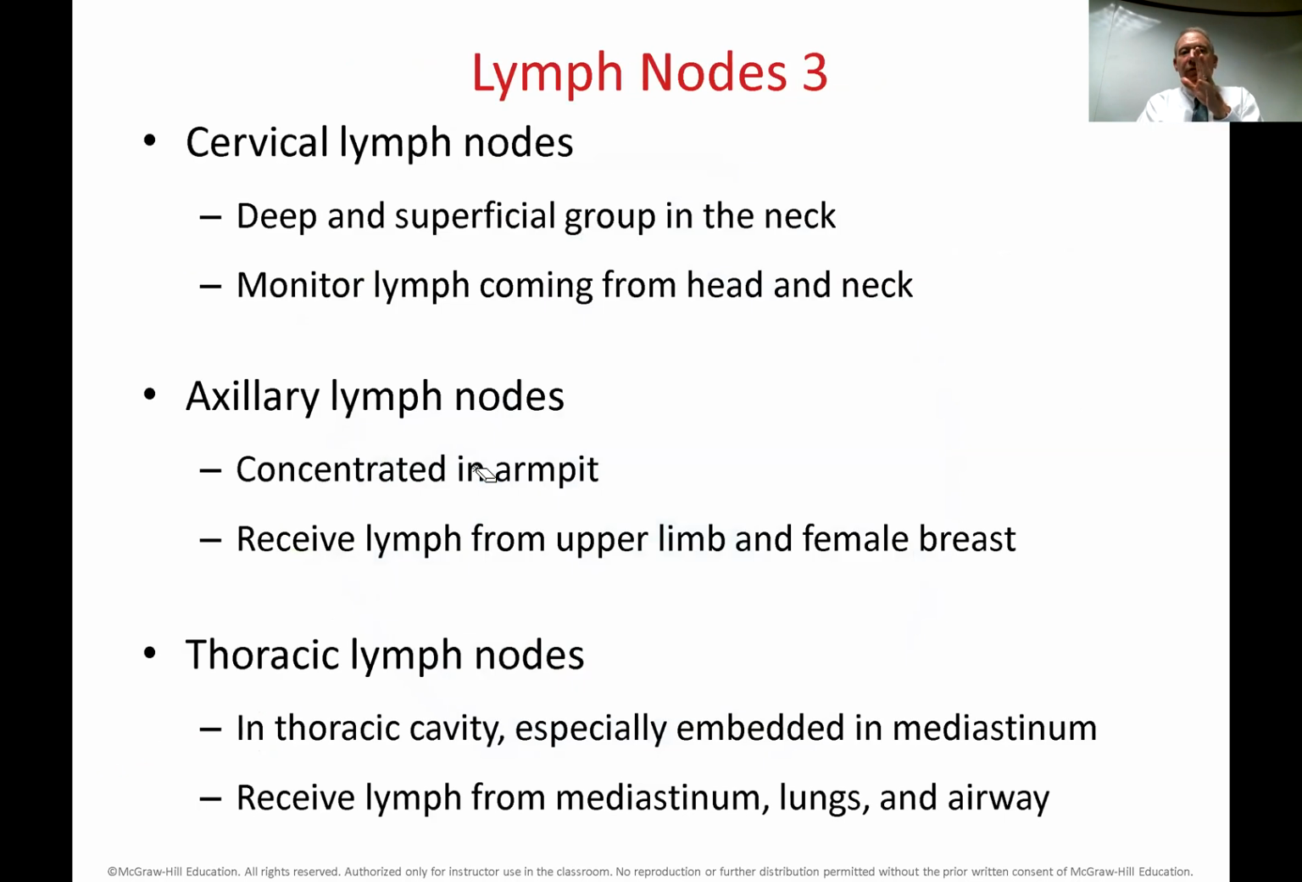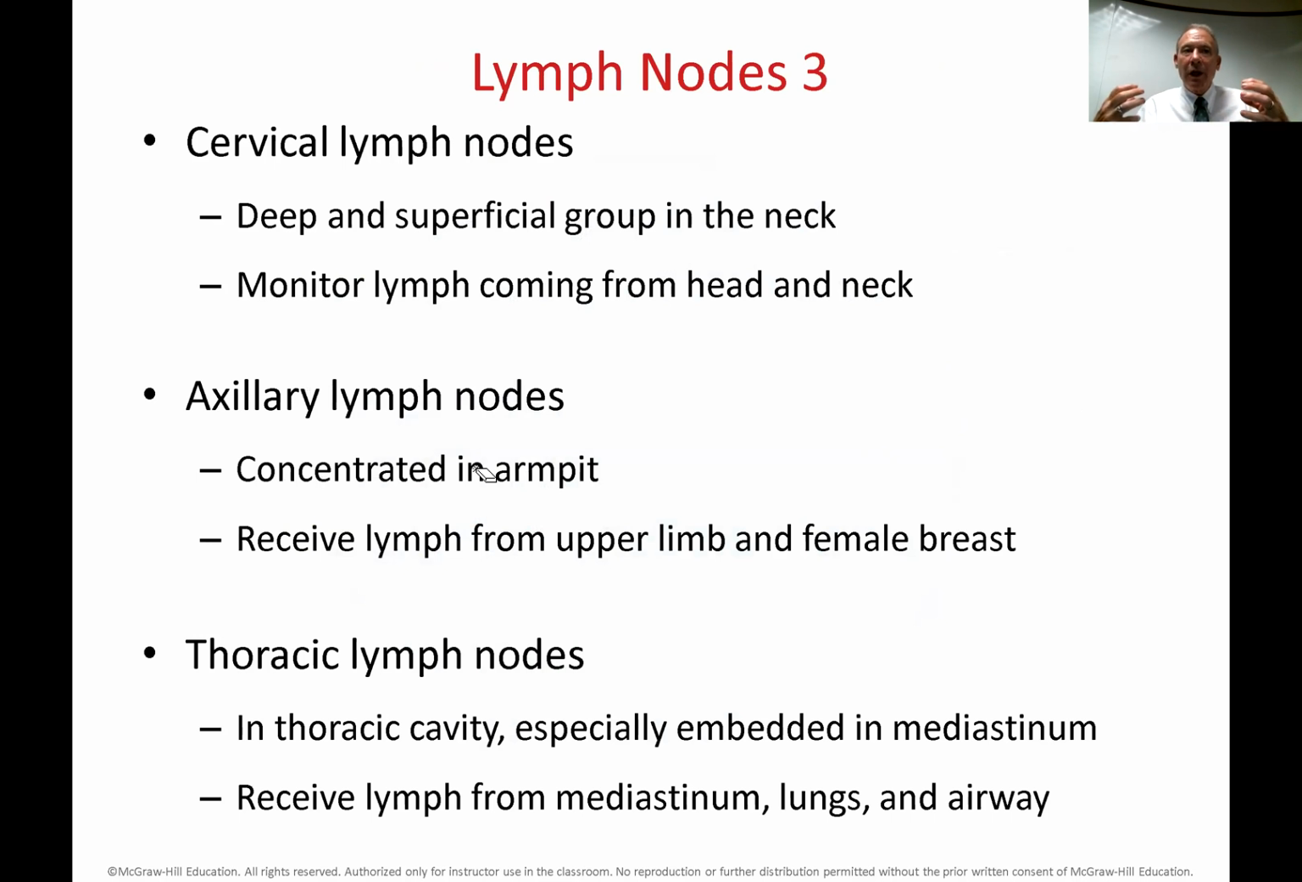We have chains of lymph nodes. We have clusters of lymph nodes throughout the body, and we name these lymph node clusters by where they are found. Cervical lymph nodes are in the neck. There's a deep cluster of cervical lymph nodes, and then there are superficial ones, close to the surface.